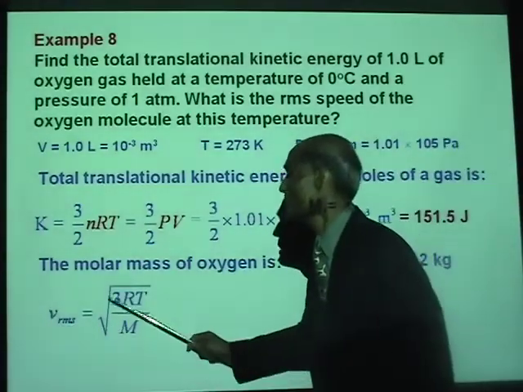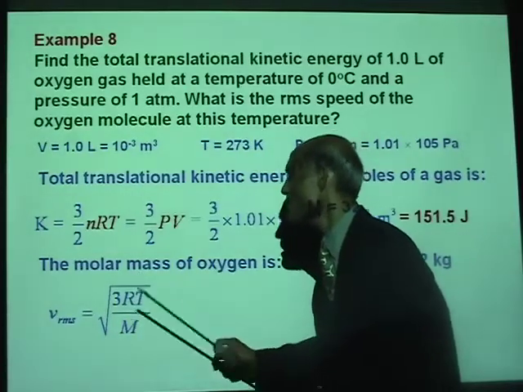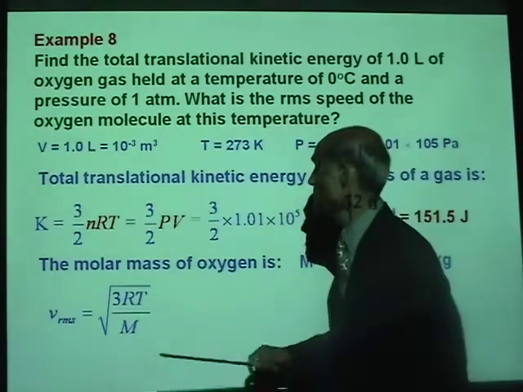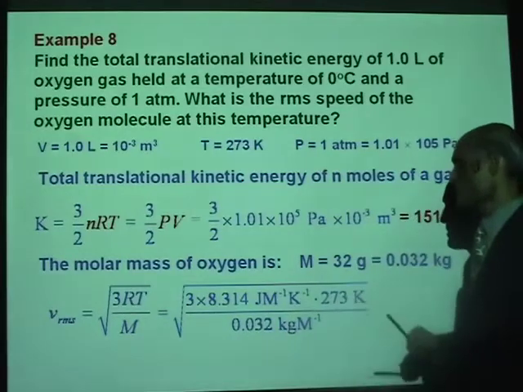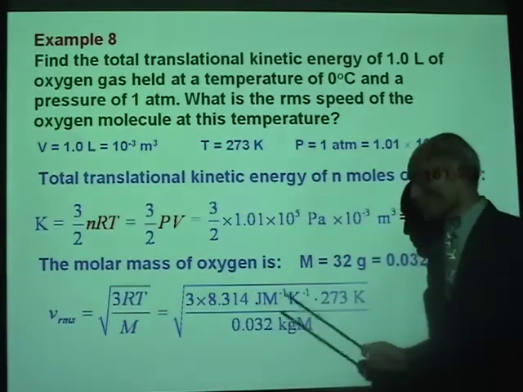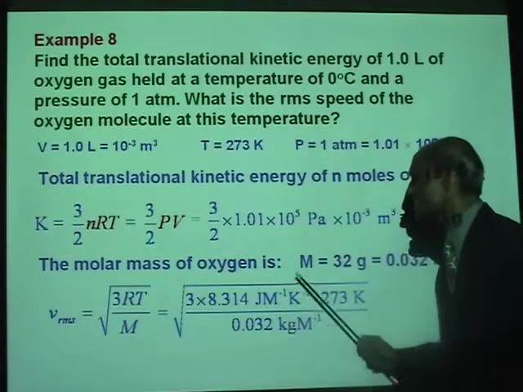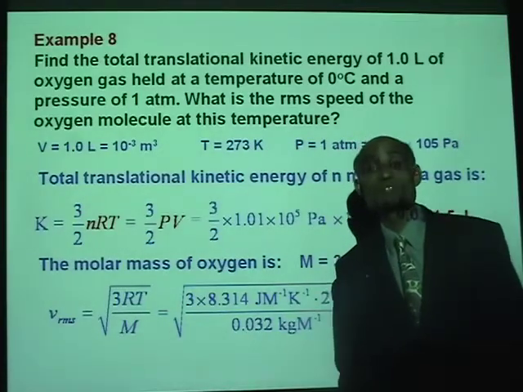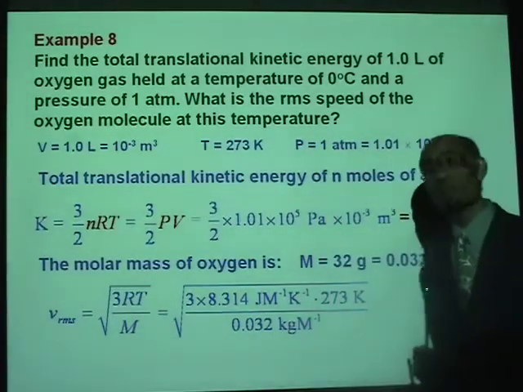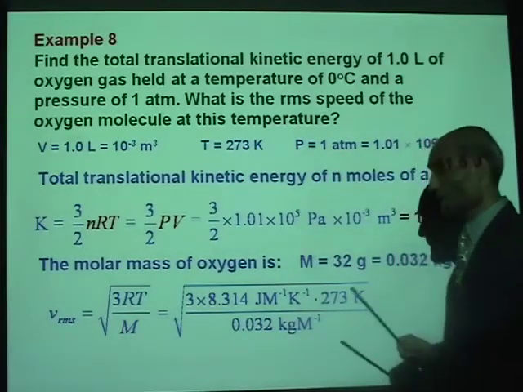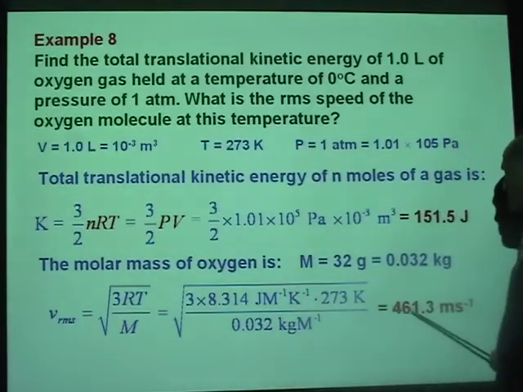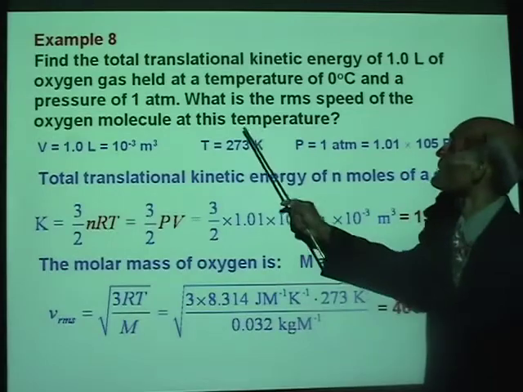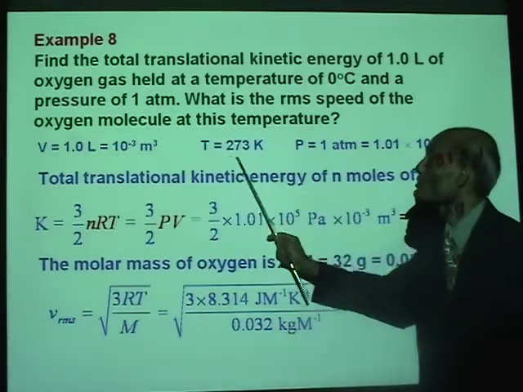So V RMS is square root of 3RT over M. M is the molar mass. R we know, T we know, M we know. So put all those values in there. Now, watch this. I want you to look at the units and tell me, what should be the unit we expect? Meter per second. I want you to check that and tell me whether you got that right. Okay? Let me know. And that's equal to 461.3 meter per second, the root mean squared velocity of oxygen molecules at that temperature.